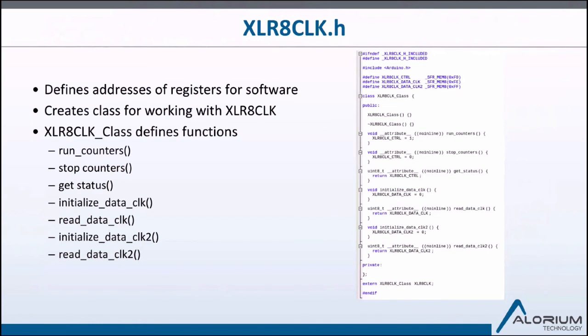There's a run counters and stop counters function that allow us to start and stop the counters. A get status function that will read the control register to get the status bits. And then for each data register, there's an initialize data clock and read data clock function. Initialize data clock resets the state machine for reading the counter value, and then the read data reads 8 bits at a time from the counter value.